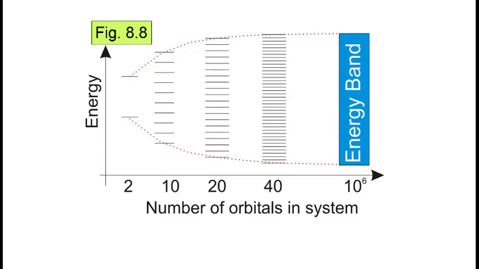Now, let's take these ideas to an extreme, using figure 8.8 from our textbook. Notice how on going from 2 to 10 to 20 to 40 to 1,000,000, half of the molecular orbitals that form go to lower energy, while half go to higher energy. The overall range of energies gets larger, but the energy spacings between levels gets smaller. When we get to 1,000,000 orbitals on the right, rather than drawing 1,000,000 lines, the illustrator has simply drawn a box. This is called an energy band, with a multitude of orbitals whose spacings are negligibly small.